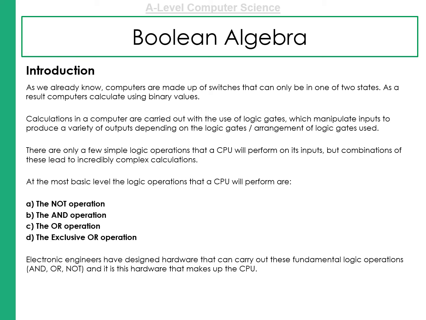Hopefully you already know that computers are made up of hundreds of switches that can only be in two states, 0 and 1, which are binary values. Calculations are actually completed with the use of logic gates. These allow us to manipulate inputs so that we can produce a variety of different outputs, depending on the arrangement of logic gates. Several logic gates can be put together to create circuits, and then we can use these to create complex calculations.